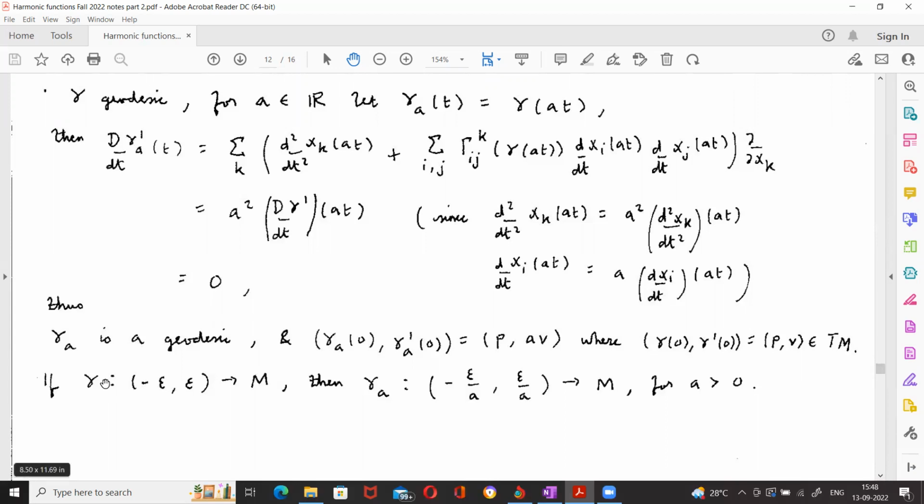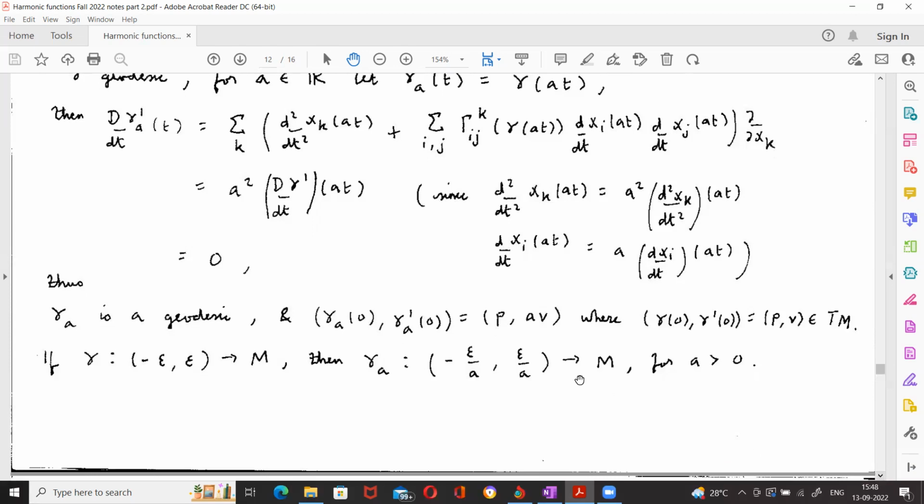And the point of this is, if gamma is defined on an interval minus epsilon to epsilon, then gamma sub A will be defined on the interval minus epsilon over A to epsilon over A, if A is positive. So if I take A to be small enough, then I can make gamma A defined on, let's say, the interval minus 2 to 2. I can make it defined on a larger interval when I take A small.